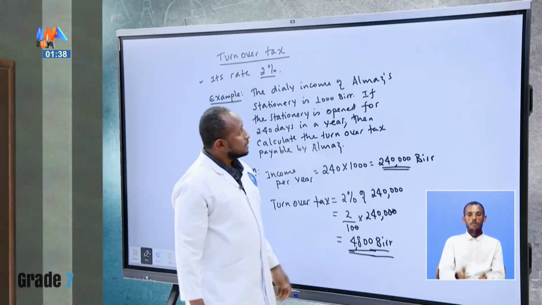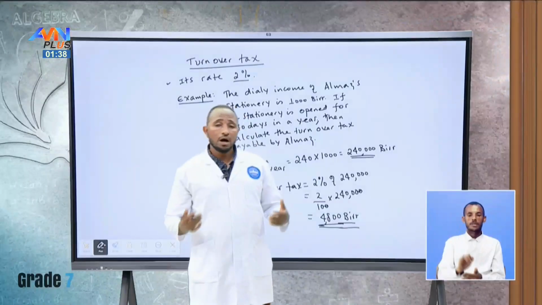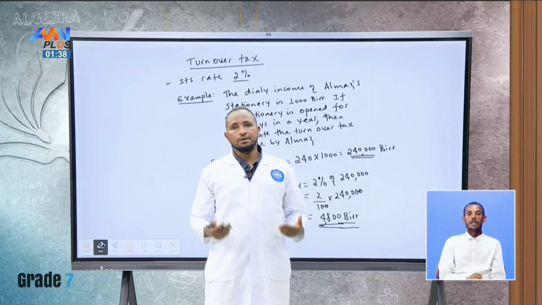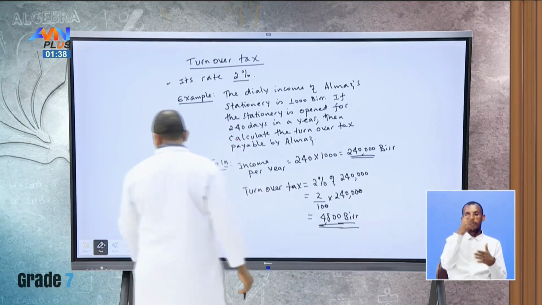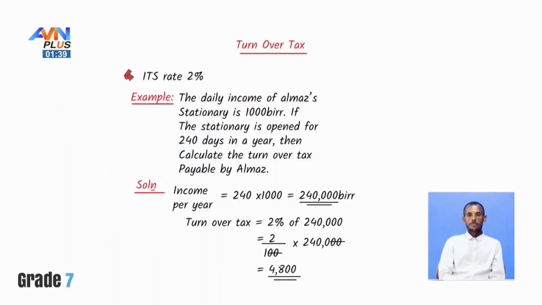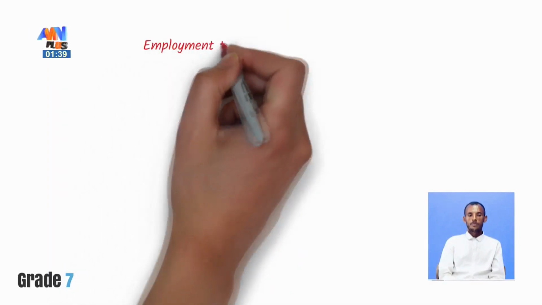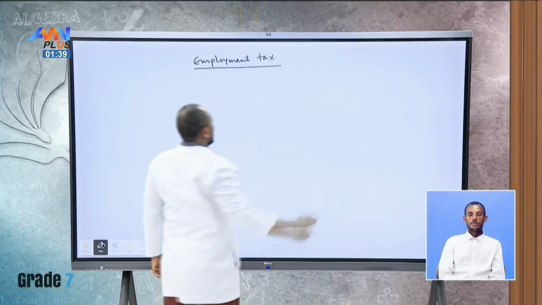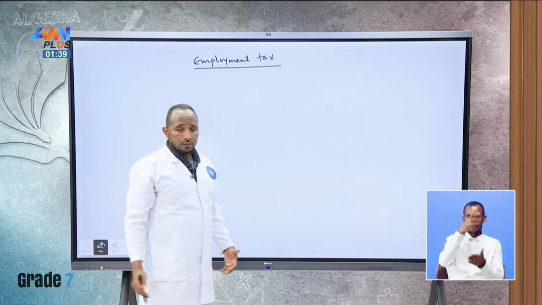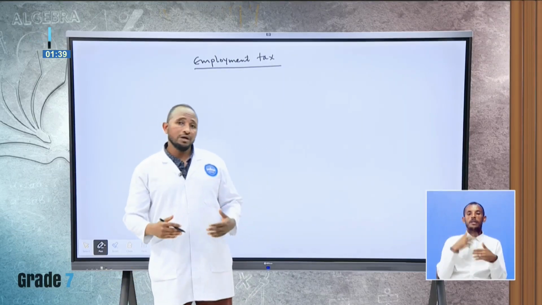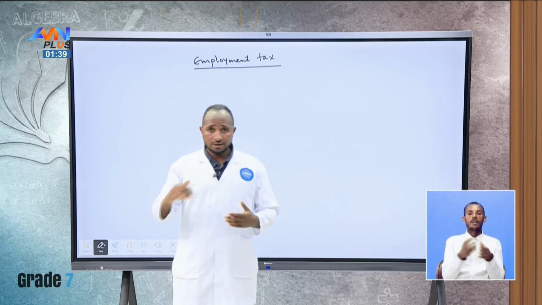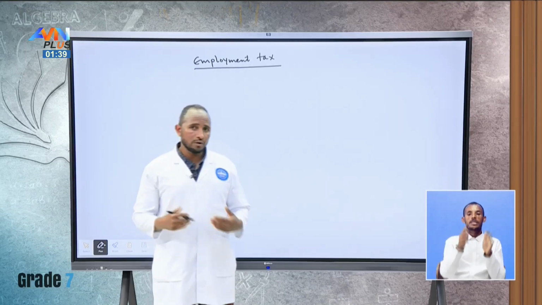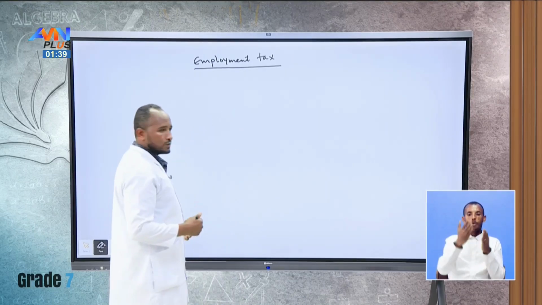Now, the next concept is calculating employment tax or income tax. Employment tax. Okay. In this case, we have rates to calculate the tax amount. So, first let's see the rates and then we'll proceed to the example. According to our country, the employment tax rate is as follows.